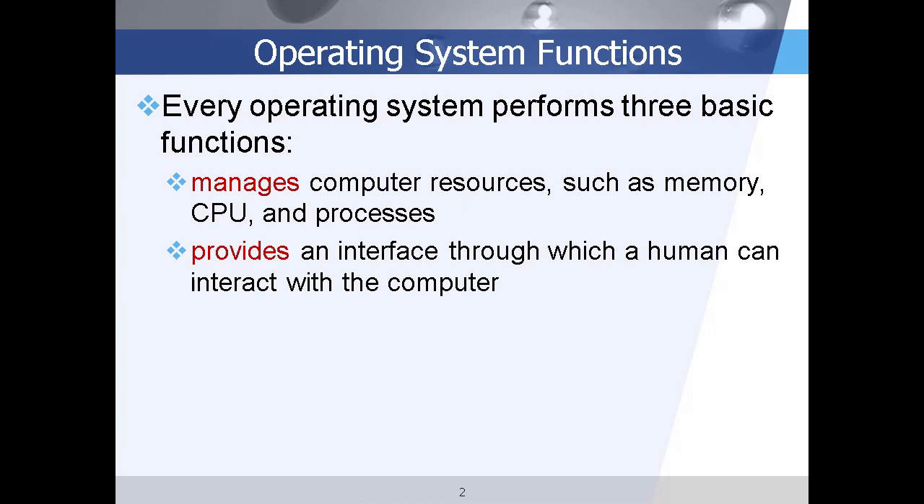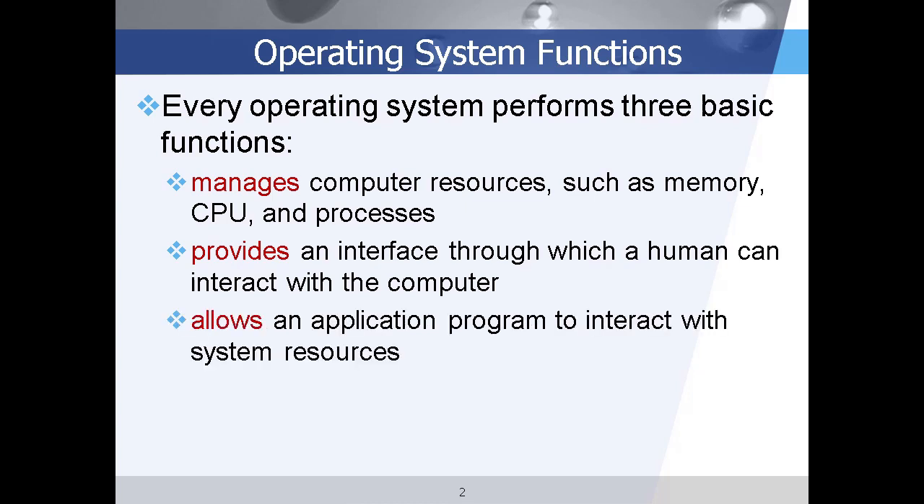Now, the second type of interface is the programming interface. It's for programmers. If you want to make a program, you have to call some APIs, which is the application programming interface, so that you can allocate some memory, create a file, read a file, or write a file. So these two types of interface are pretty common in the operating system.